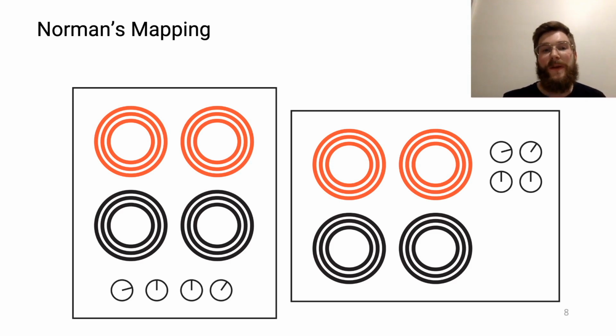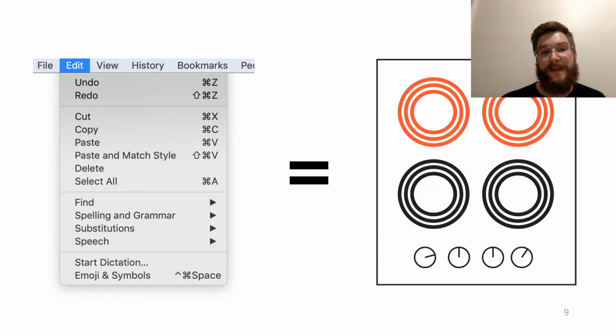And so we want to apply that principle of Norman's mapping to keyboard shortcuts, because in the current state of things, it's not the case. There's no mapping between how I enter these keyboard shortcuts and how they're displayed.